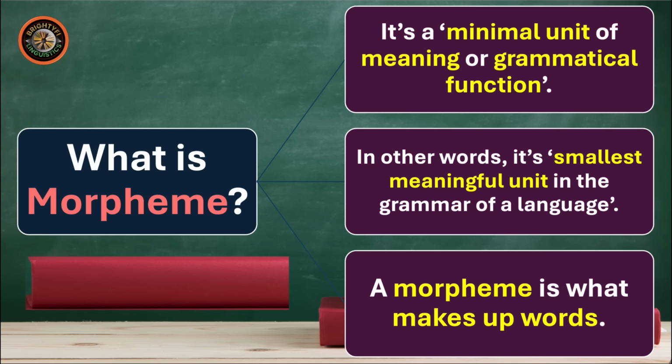So a morpheme carries the minimum weight of meaning. It has the minimum grammatical function. It is at least the minimal unit of meaning. A morpheme cannot be further divided into many other morphemes because that carries the minimal meaning or minimal grammatical function. Now let's understand this concept with the help of many examples.